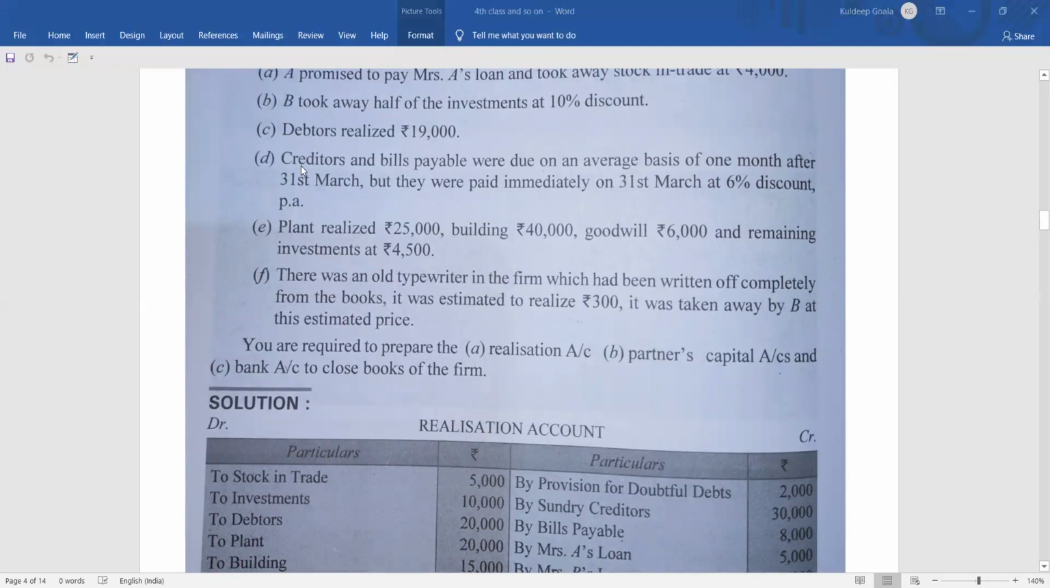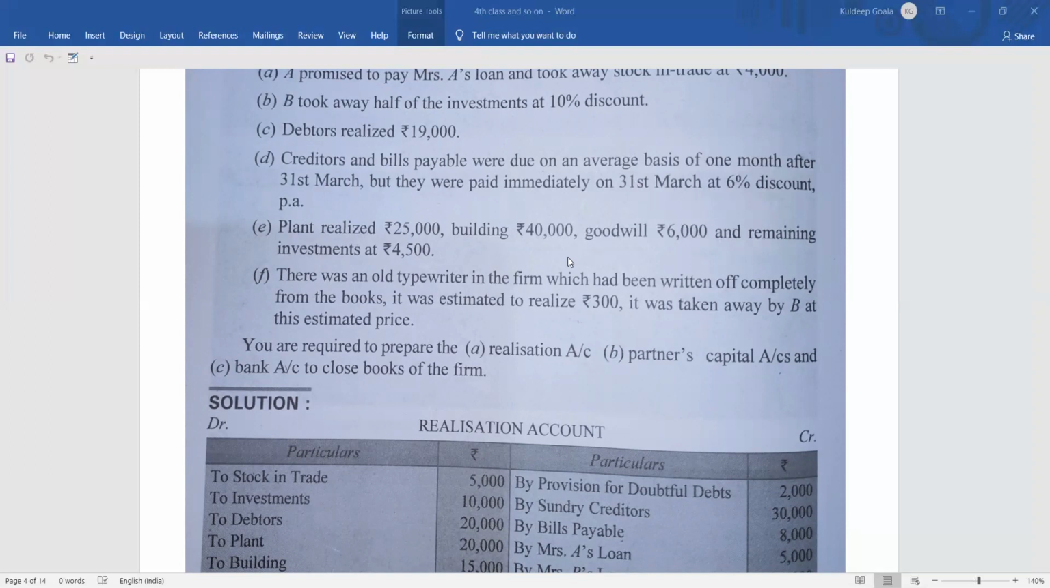This we have ignored earlier. Now we have to see it. Creditors and bills payable were due on an average basis of 1 month. Okay, after 31st March, but they were paid immediately on 31st March at a discount of 6% per annum. That means it is told that creditors and bills payable both were due on an average basis of 1 month. Means in every 1 month we pay the creditors and bills payable.